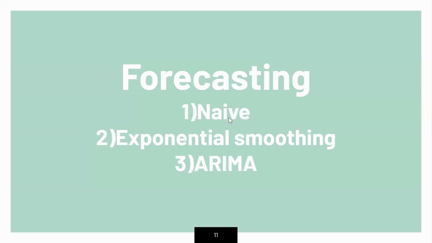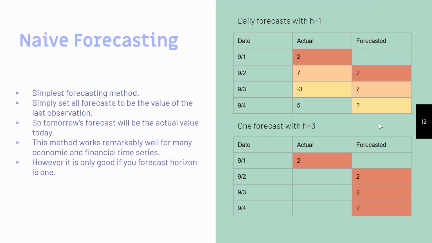Okay, so now on to actual forecasting. We'll start with the simplest one, naive. It'll actually be a little bit interactive. Naive forecasting is the simplest forecasting method. You simply set all forecasts to be the value of the last observation. So for example, tomorrow's forecast would be the actual value today. This method works very, very well on financial and economics data. I actually used it this summer, but it only really works well when your forecast horizon is 1.